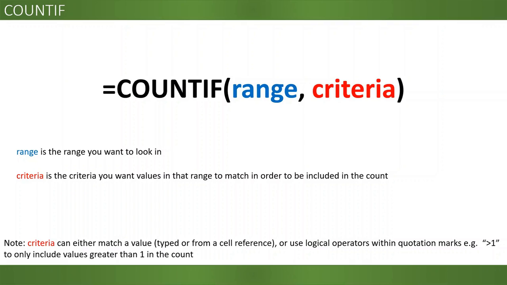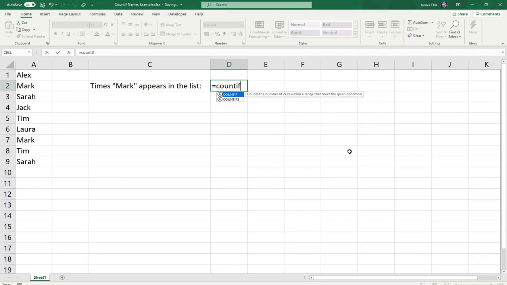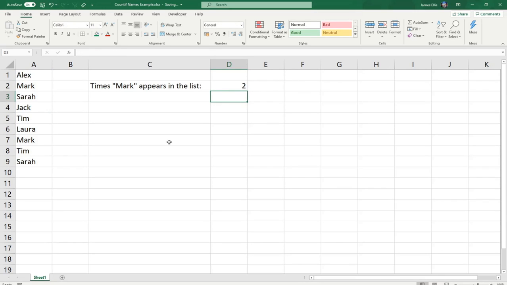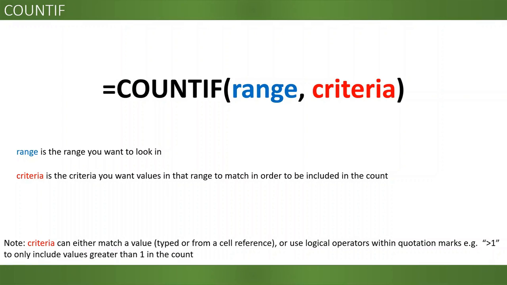Now you can put a number of different things in this criteria value, and it all depends on what you're trying to count. So for example, if you're looking at text values, you could have a word in quotation marks, and that would only count values that have that word. So for example, if you had a list of names and you wanted to see how many times Mark appeared, you could have Mark in quotation marks as the criteria, and it would count how many times it appears in that range.